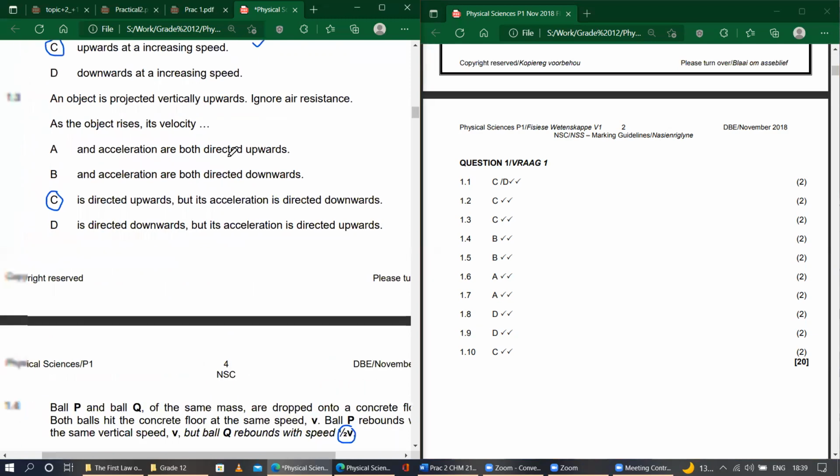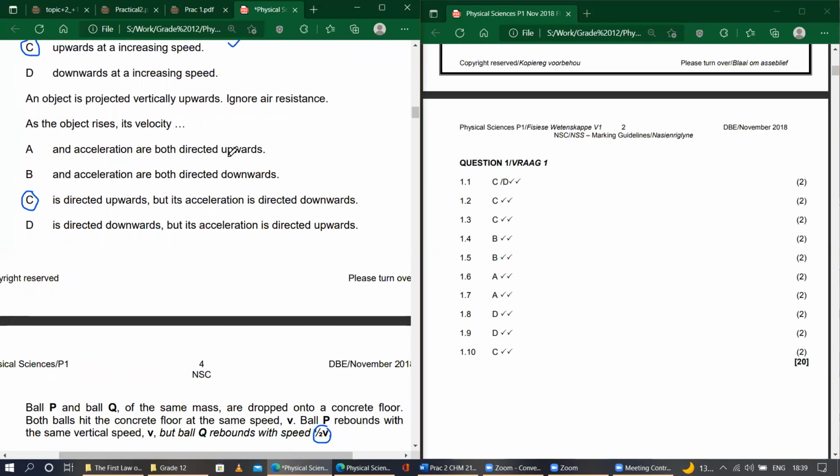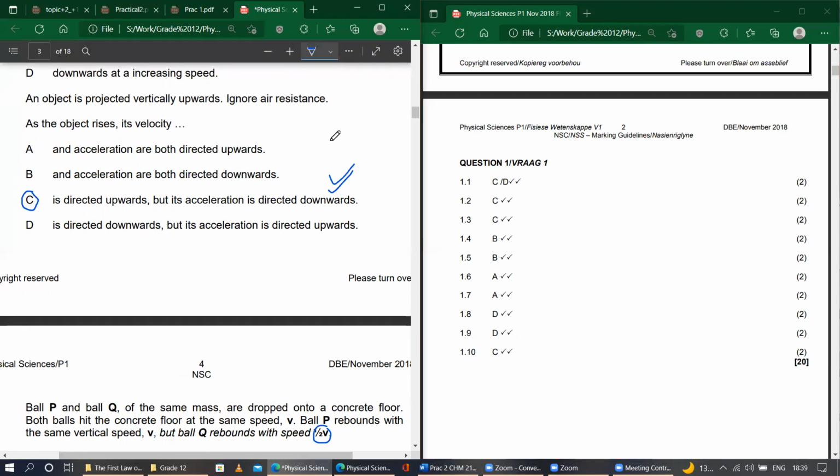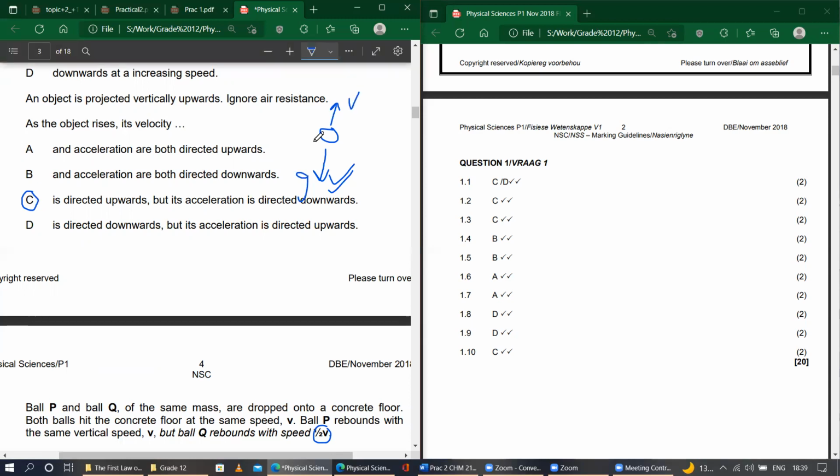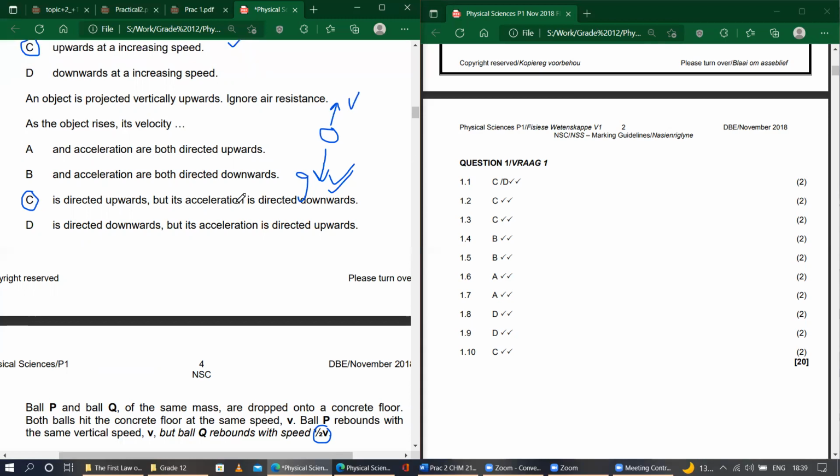Now we're going to go to 1.3, when the object is projected upward, and you said the velocity is upward but the acceleration is downward. We understand that because when you throw a ball upward, it's going to go up, but gravity will pull it down. So our gravitational acceleration is going to pull it down, and our velocity is going to go up. I'm pretty sure that's a simple concept to understand. So you got that one right too.